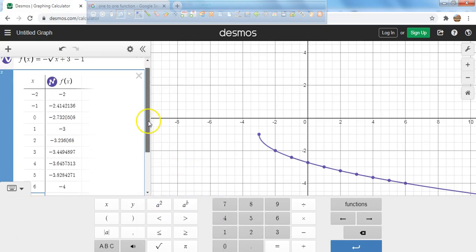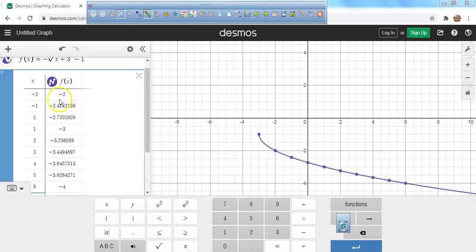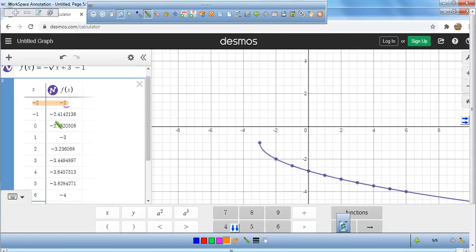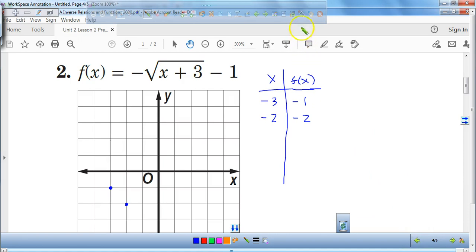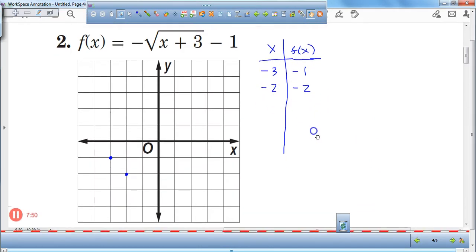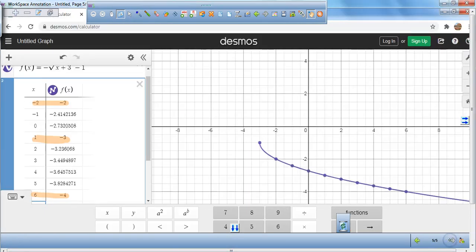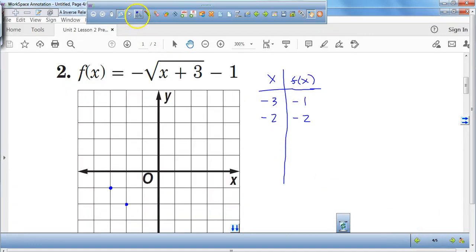So the ones that we're going to be transferring over are -2, -2. We got 1 and -3. We're going to get 6 and -4. So I'm going to transfer those back over to this one. So we have -3, -1, -2, -2. Let me go back real quick. If I have a 1, that's at -3. So if we're at 1, we're at -3.